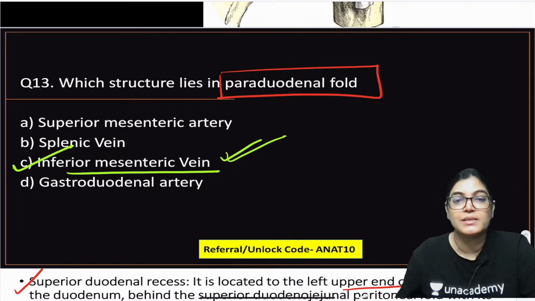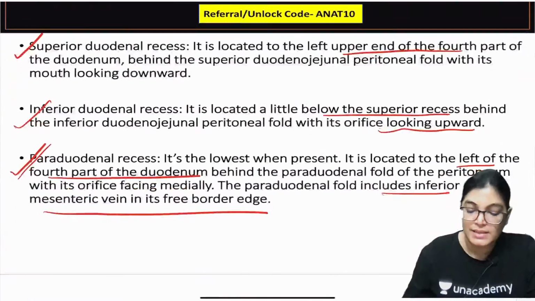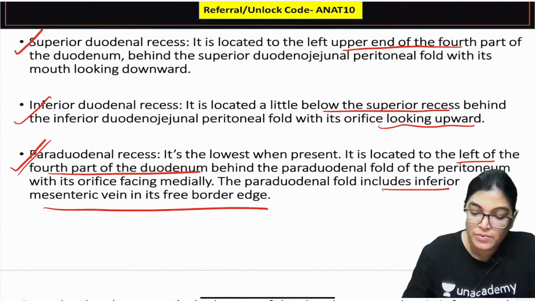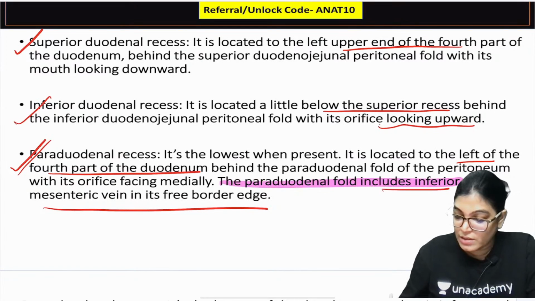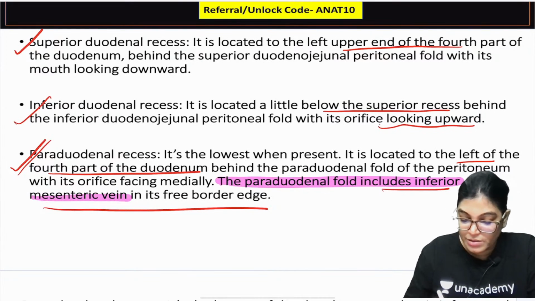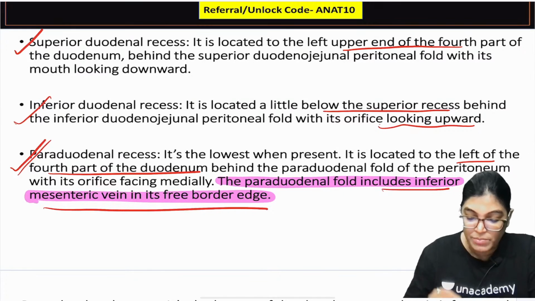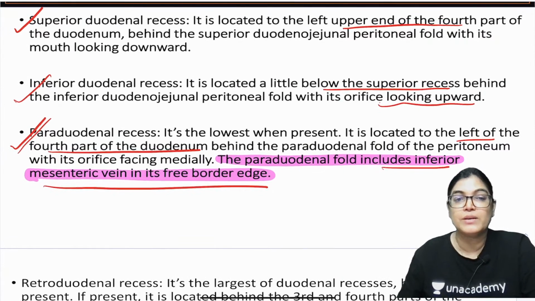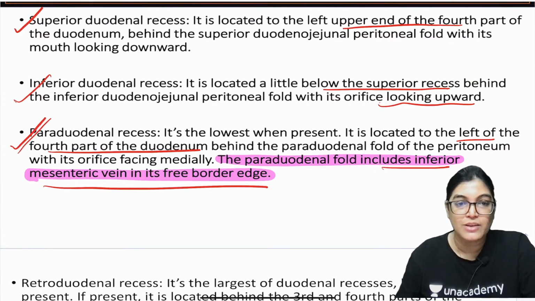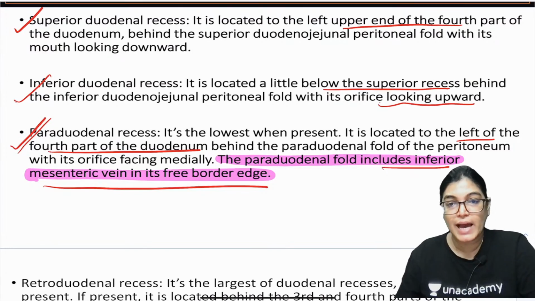What structure lies in the paraduodenal fold? So the correct answer is the paraduodenal fold. The paraduodenal fold contains the inferior mesenteric vein in its free margin. I will also show the diagram, don't worry.